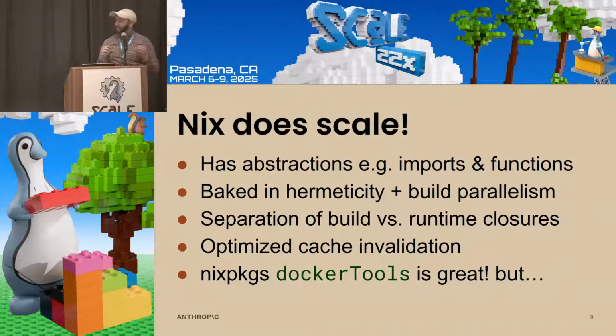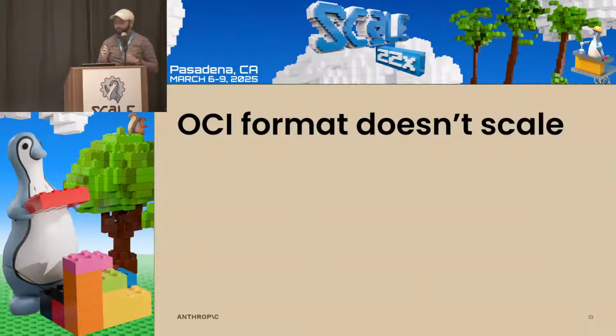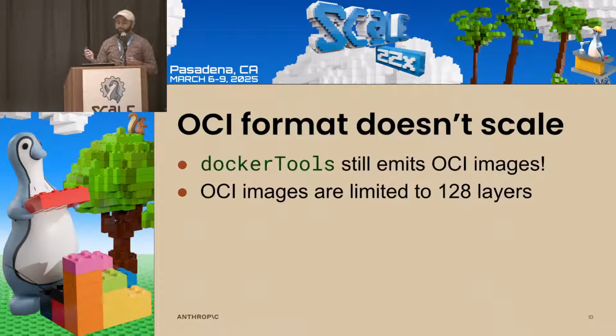And this is a really great tool, and there's a lot of talks about it, but it is not perfect. The problem is that even with dockerTools, you are building a Docker image. They actually got standardized as OCI images. And so the OCI format is kind of the standard name for a Docker image. And the problem is that these images are limited to 128 layers.